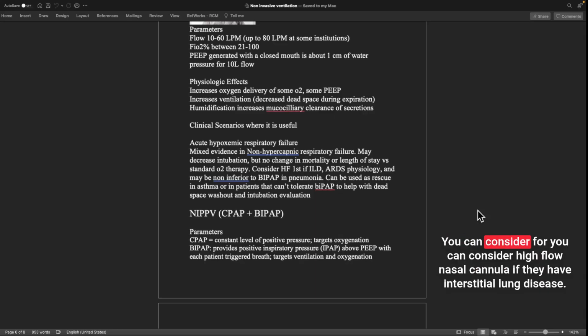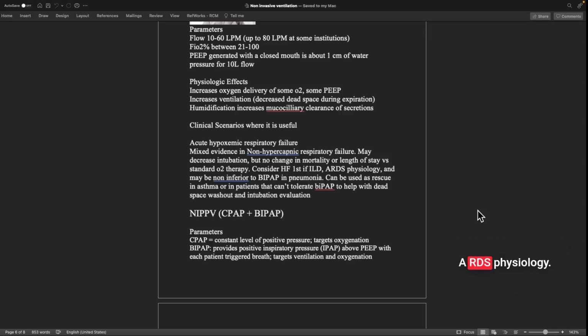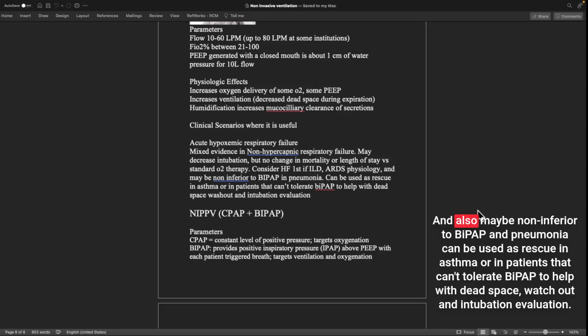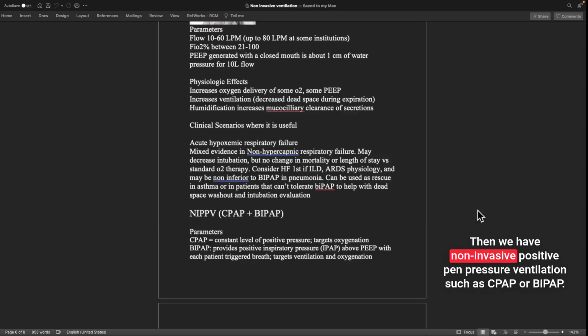You can consider high flow nasal cannula if they have interstitial lung disease, ARDS physiology, and also it's maybe non-inferior to BiPAP in pneumonia. It can be used as rescue in asthma or in patients that can't tolerate BiPAP to help with dead space washout and intubation evaluation. Then we have non-invasive positive pressure ventilation such as CPAP or BiPAP.